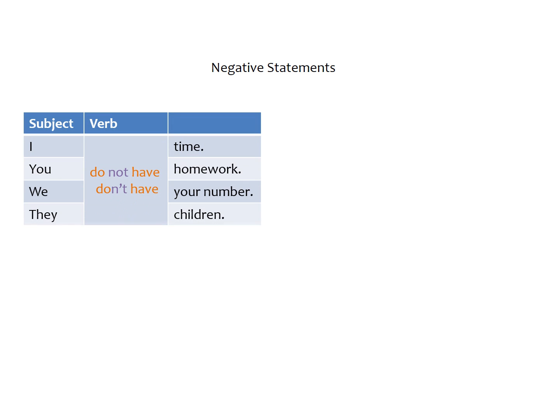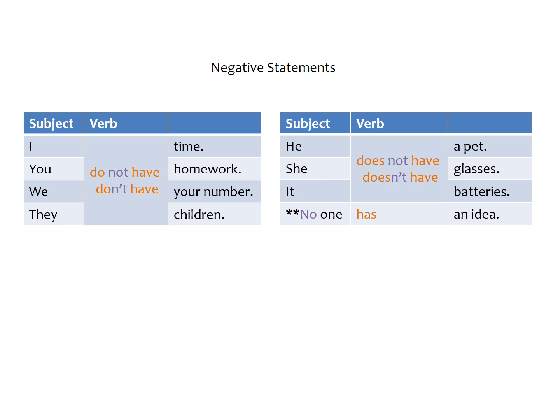Using negative statements, we also need to remember our subject-verb agreement. With I, you, we, or they, we use do not or don't with the base form of the verb. With he, she, or it, we need to use does not or doesn't, again with the base form of the verb. Please notice that the main verb does not change. The only one we need to use subject-verb agreement with here is the helping verb, do or does.